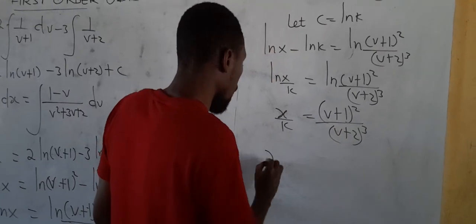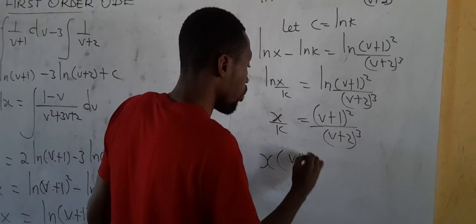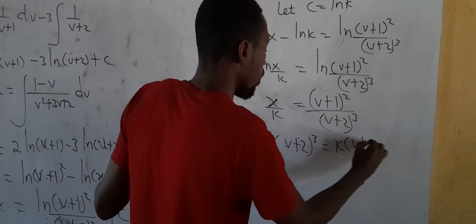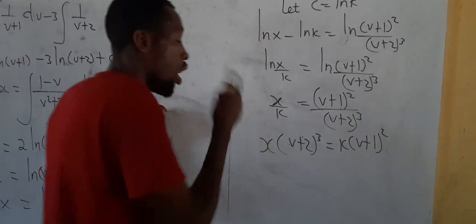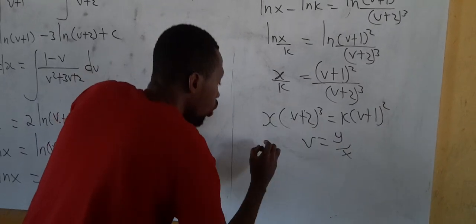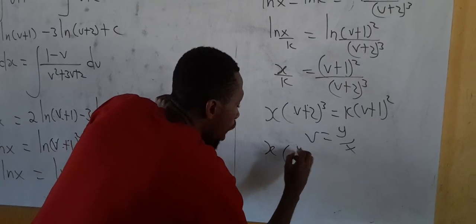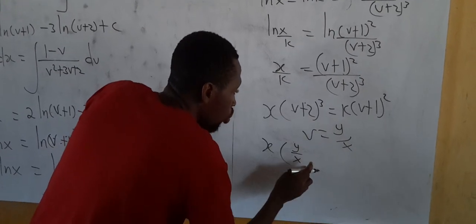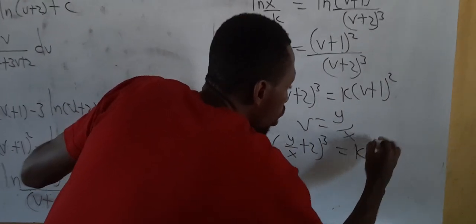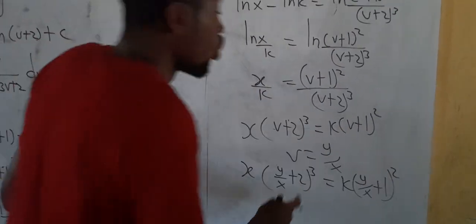So we can cross multiply. Our x times (v plus 2) cube will be equal to k times (v plus 1) squared. And remember, our v is equal to y over x. So we substitute this in place of v. So we have x (y over x plus 2) cube is equal to k (y over x plus 1) squared.